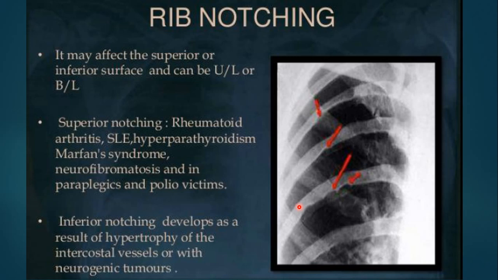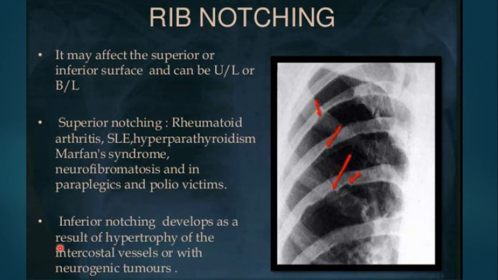So let's start with the superior rib notching. What are the causes of superior rib notching? All of these causes are not common. Most commonly we see inferior rib notching, much more common than superior rib notching. The causes of superior rib notching include rheumatoid arthritis, SLE, hyperparathyroidism, Marfan syndrome, neurofibromatosis, and paraplegic and polio patients. Of course, we have very few polio patients nowadays, but we have to keep it in mind. These are causes of superior rib notching.